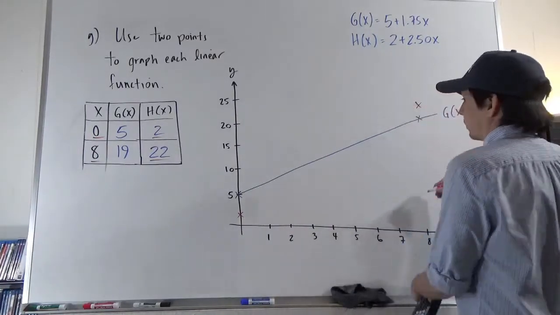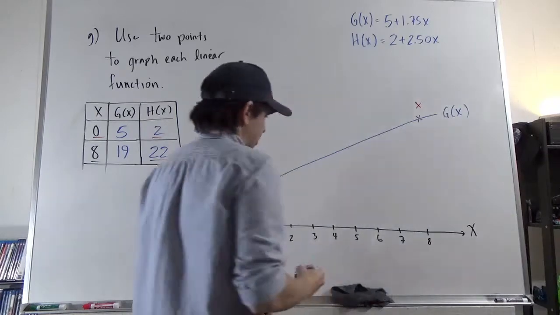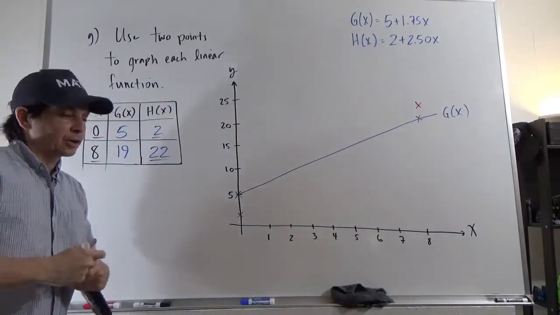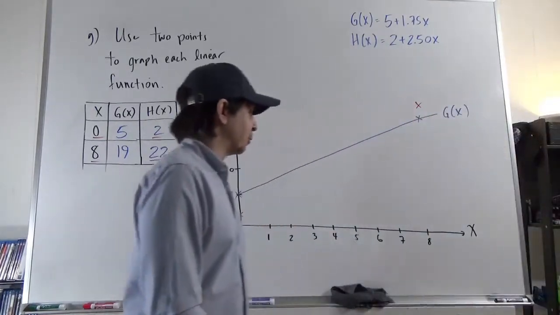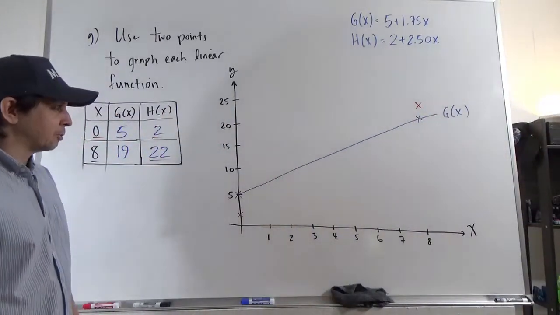About there. Okay, and if this were super accurate, I could just get a ruler and it'd be pretty nice. But here, because it's hand drawn, I have to kind of bend it to make it do what I want.